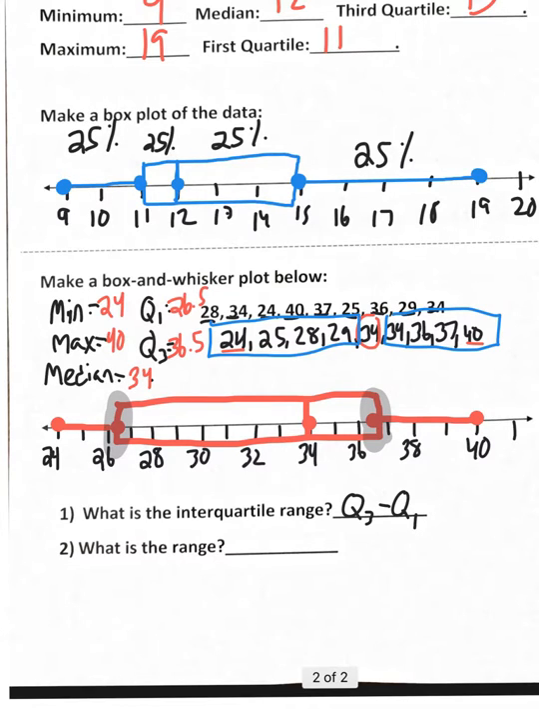So here's what we have. Q3 is 36.5 minus Q1 is 26.5. Subtract those, you get 10. So a box plot, you can find interquartile range. Now range, I'm going to let you do this one. Big minus little. Okay, go ahead. Figure that out. You can pause it if you want.